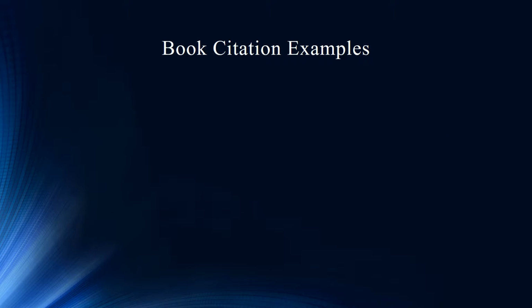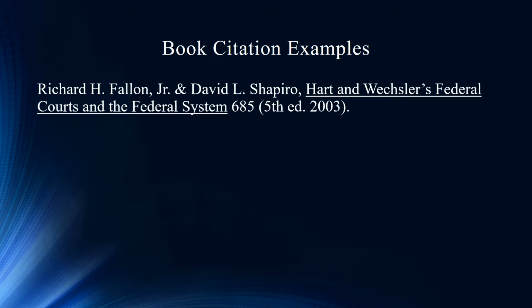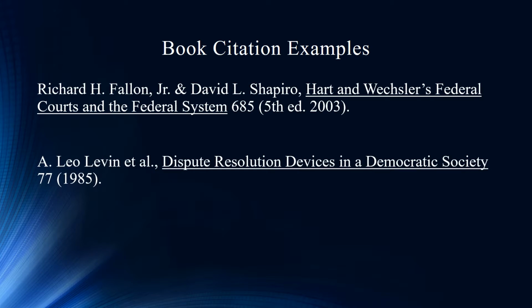Now let's look at some examples of book citation format. You'll notice that the rules for citing to multiple authors are the same as for law review articles. So in the first example, where there are two authors, both of the authors' full names are used and the AND symbol is also used. In the second example, there are more than two authors. So the first author's name is used and then et al. is used to indicate that there are multiple authors.